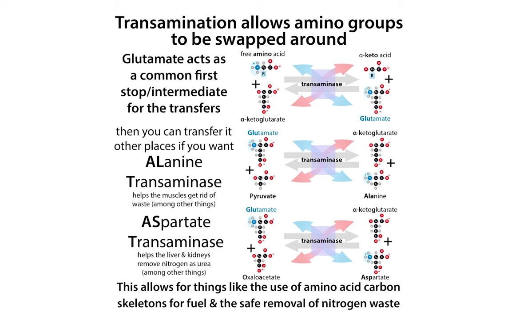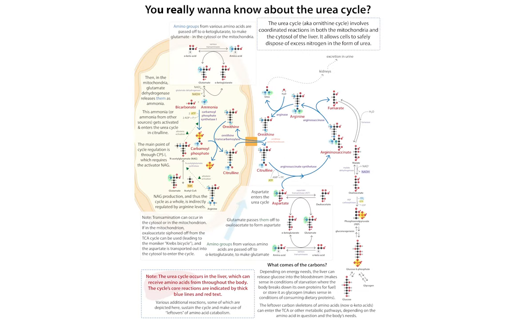And so we do this by passing the amino groups off of those amino acids onto an alpha-keto acid, typically onto α-ketoglutarate to give us glutamate. And then we can take that glutamate and take the amino group off of it and incorporate it into urea, or incorporate it into aspartate, and then incorporate it into urea. And this way, we're able to remove those amino groups.